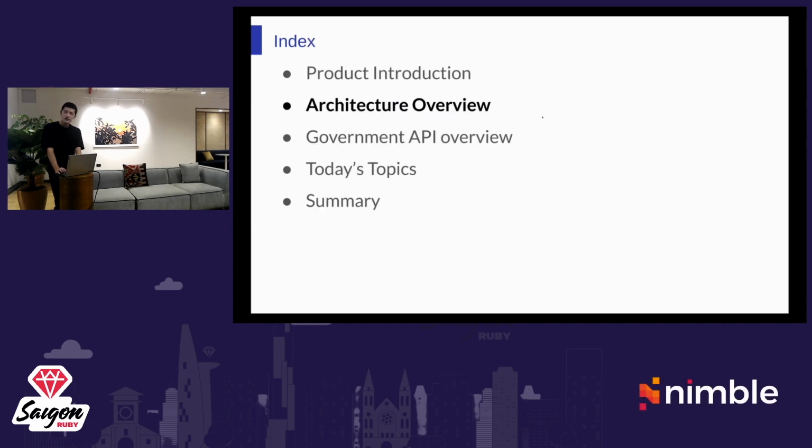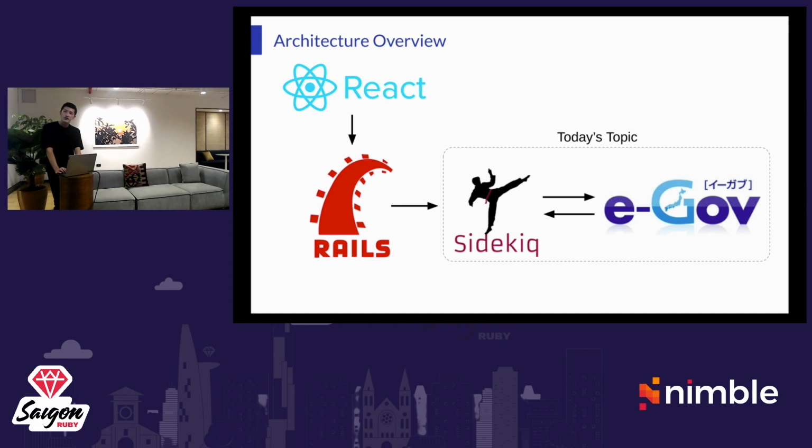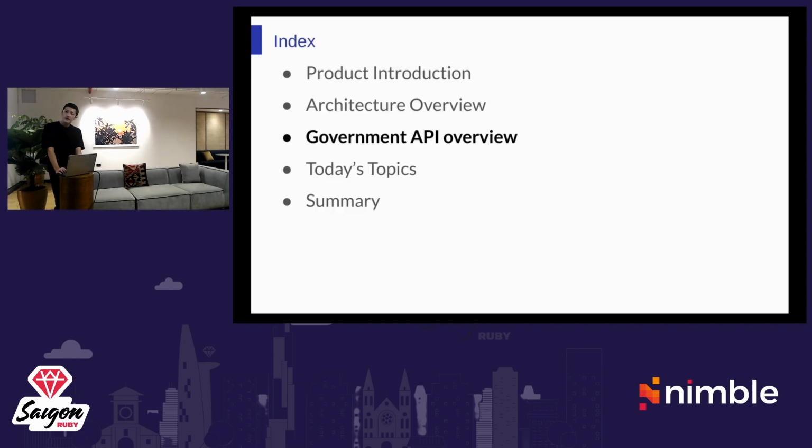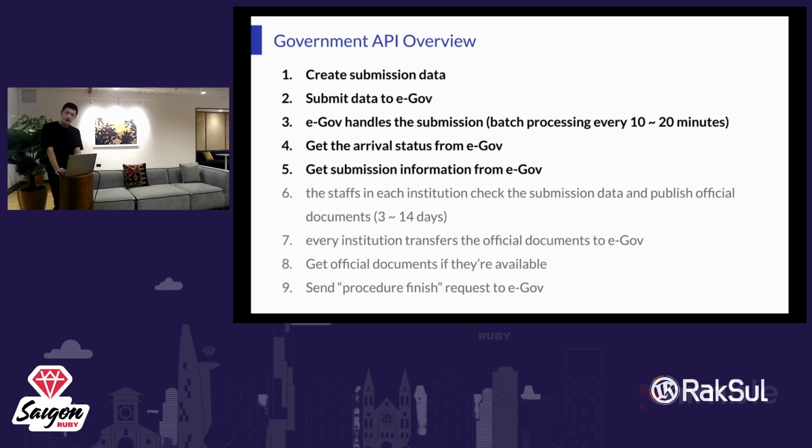For the architecture, the front end is implemented with React and Rails for the backend, and Sidekiq for asynchronous jobs, and we call the eGov API from Sidekiq. Today's topic is about Sidekiq and eGov, and this relation. Then let me introduce the government API overview. Actually, there are 9 steps in this API.